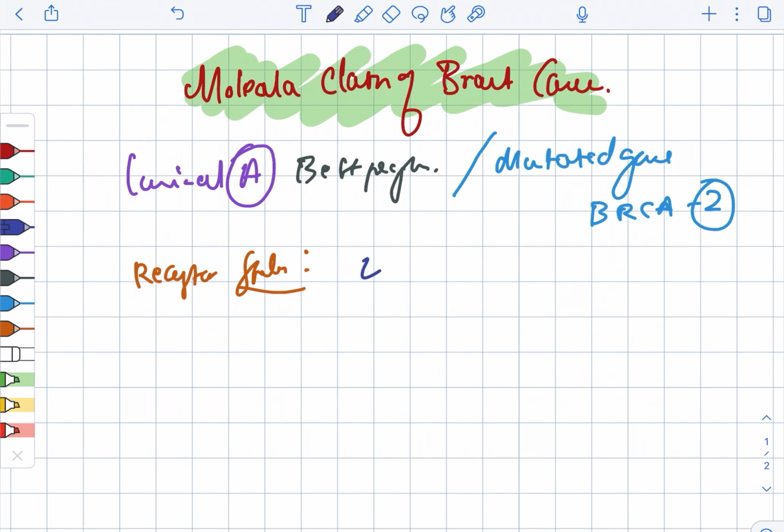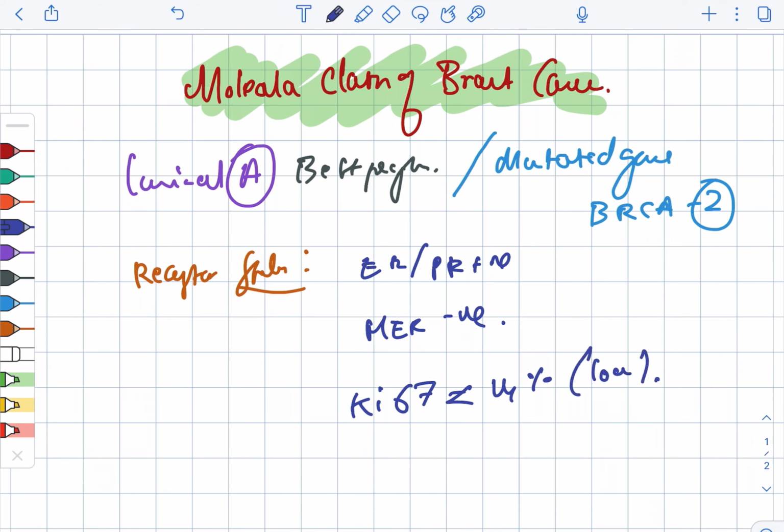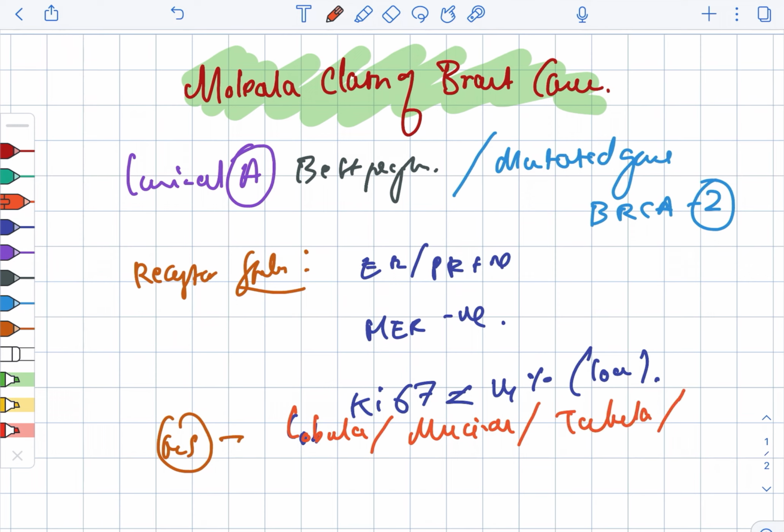This involves the ER, PR positive, HER negative, and Ki67 negative. That is, it is less than 14% and it is low. Now looking at the histological subtypes, it can include the lobular, the mucinous, tubular, as well as papillary.